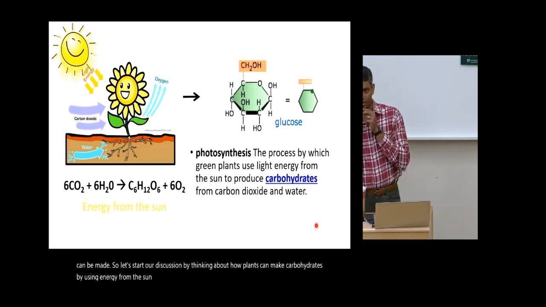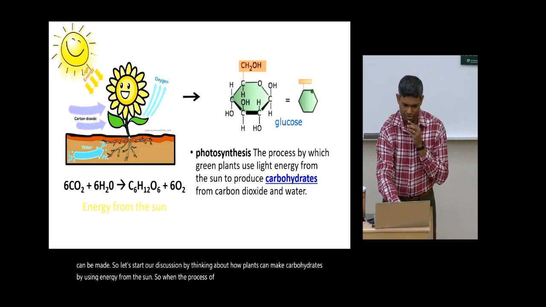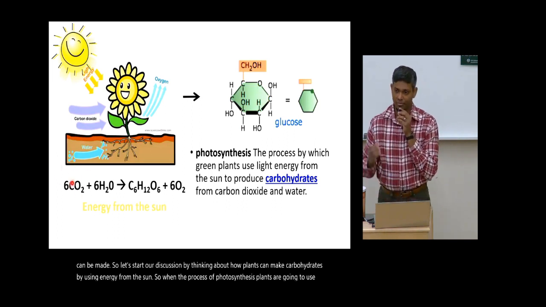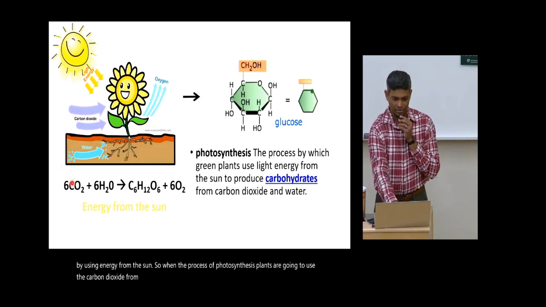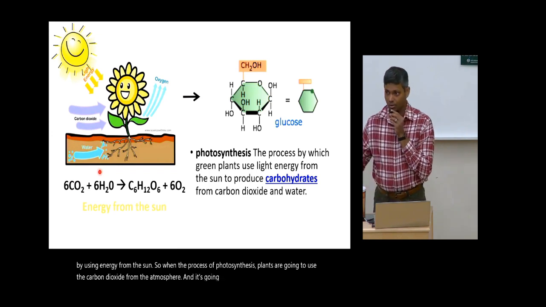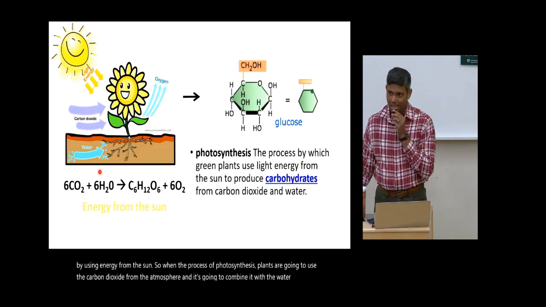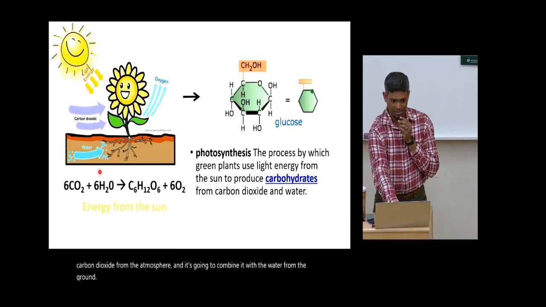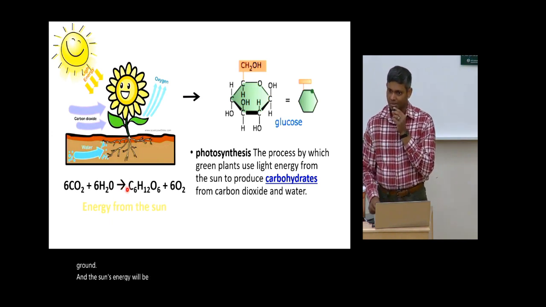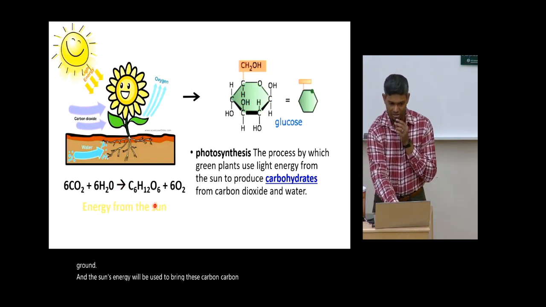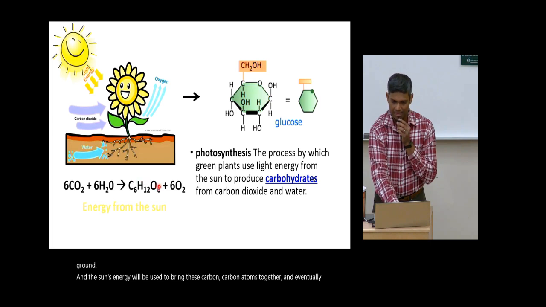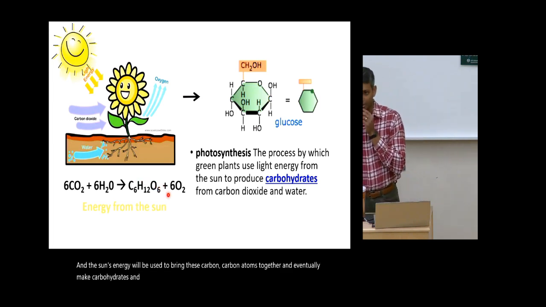So in the process of photosynthesis, plants are going to use the carbon dioxide from the atmosphere, and combine it with the water from the ground, and the sun's energy will be used to bring these carbon-carbon atoms together and eventually make carbohydrates. And also oxygen is going to be released in the process.